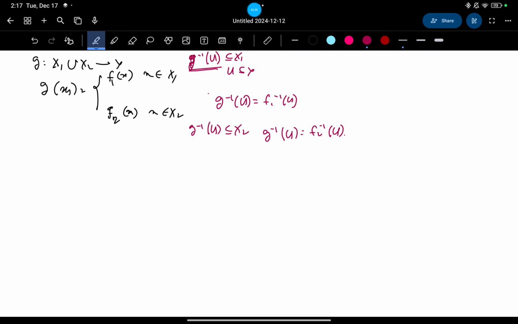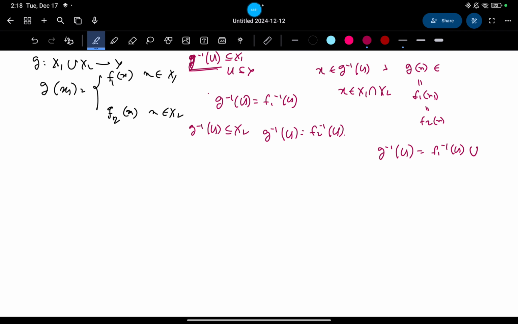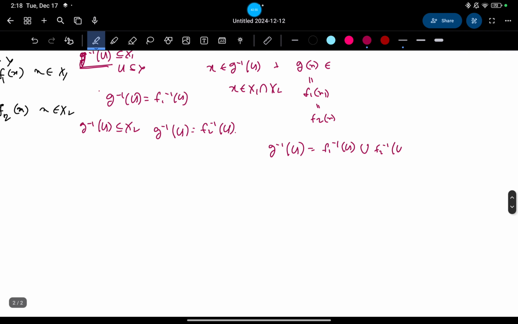But suppose g inverse of U contains some element which is inside X1 intersection X2. Let's take a small x belonging to X1 intersection X2, then g of x is nothing but f1 of x, which is the same as f2 of x. Then g inverse of U is nothing but f1 inverse of U union f2 inverse of U. Okay, so both are sets in X. That's it.